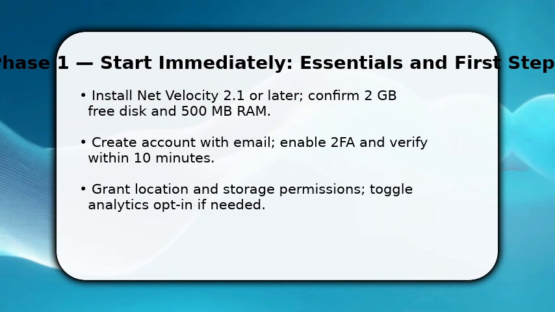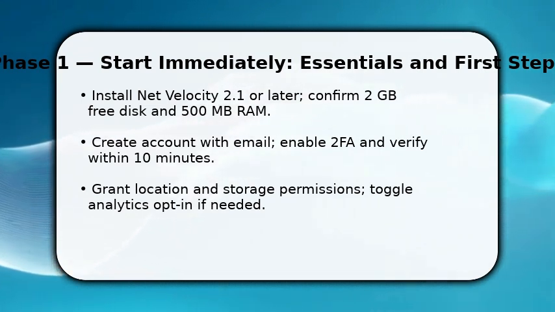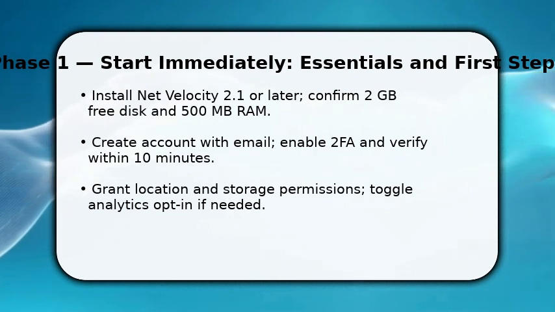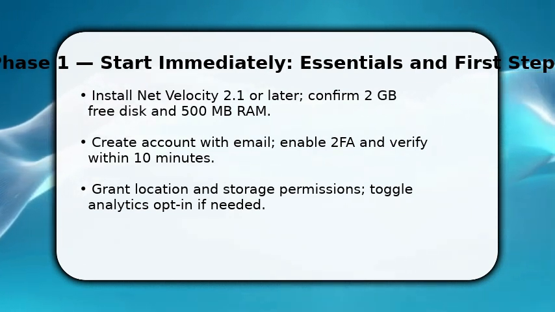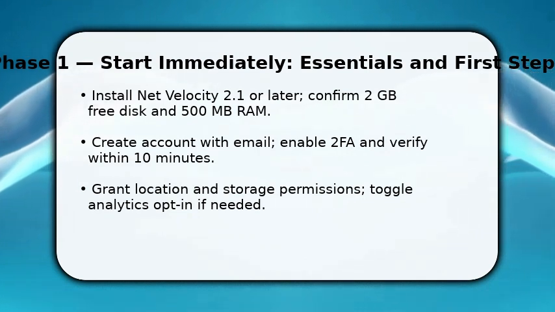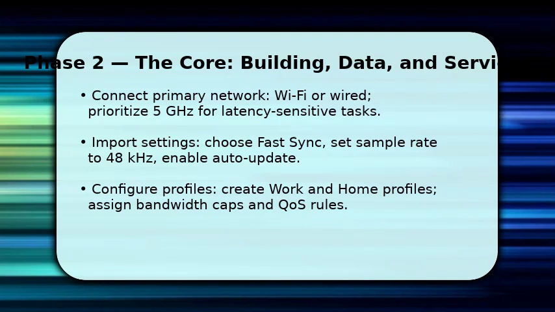Once installed, open the app and create your account. Use an email you check, enable two-factor authentication, and verify immediately. Make sure to grant location and storage permissions so data sync and caching work smoothly. If you prefer privacy, toggle analytics off now, but know that leaving it on helps diagnostics and speeds up issue resolution later. Once done with basics, connect NetVelocity to your primary network.